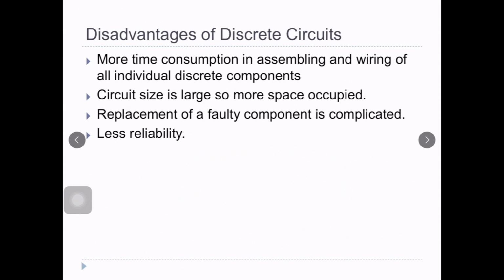And the replacement of the faulty component is very complicated. It may lead to even the damage of the PCB. And these are less reliable when we are talking about temperature and vibration variations.